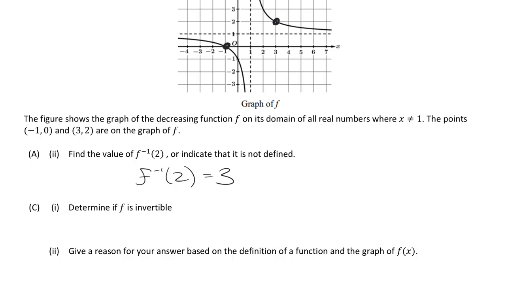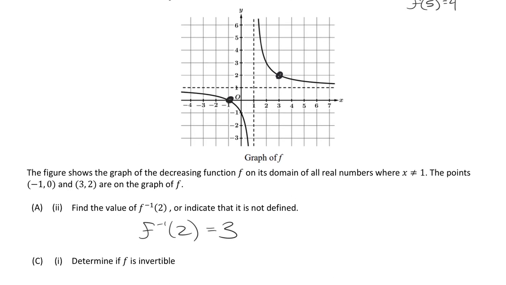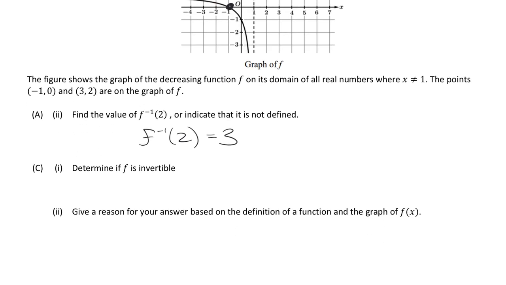Now we're going to determine if this function f, the graph, is invertible. So we look at all of the outputs. Do any of those output values repeat? So we think about the horizontal line test. Does it pass the horizontal line test? It does. So determine if f is invertible. This is the first time we're going to see it. We're going to say yes, f is invertible.